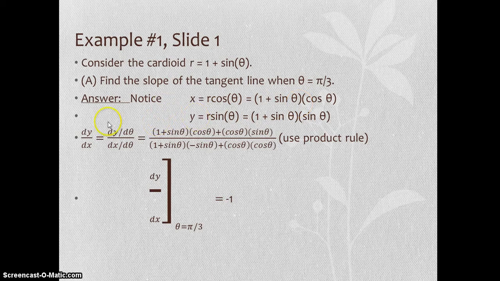When we do that, then finding dy/d theta and dx/d theta is just a matter of the product rule. In the case of dy/d theta, the derivative would be 1 plus sine theta times the derivative of sine theta, plus the derivative of 1 plus sine theta times sine theta. And we end up with the formula that's in the numerator in the dy/dx shown. Similarly, we can find dx/d theta by using the product rule. When we plug in theta is equal to pi over 3, we use our wonderful trig knowledge and find out that the derivative is negative 1 at this point.